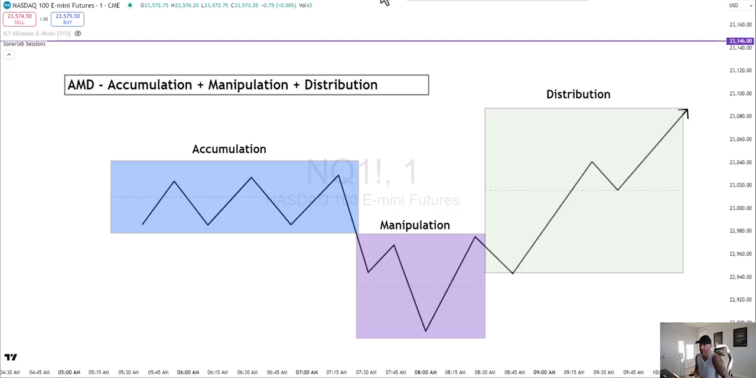And this is a perfect example where we manipulated quite before that 10 a.m. As soon as the market opened, it manipulated down. And it was so obvious.